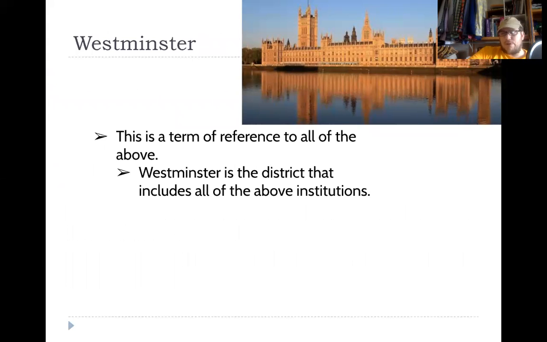When people talk about the government writ large, they will refer to Westminster. This is the district that includes where Parliament, Whitehall, and the Parliament all are.